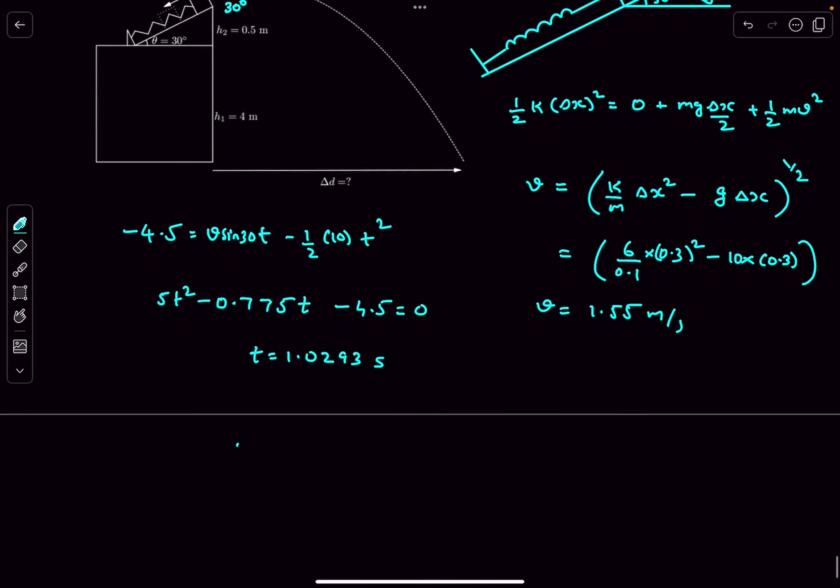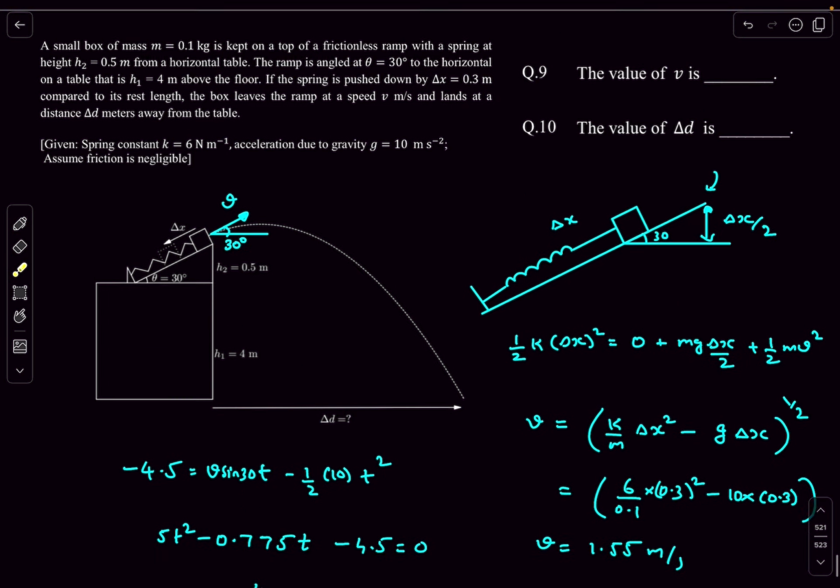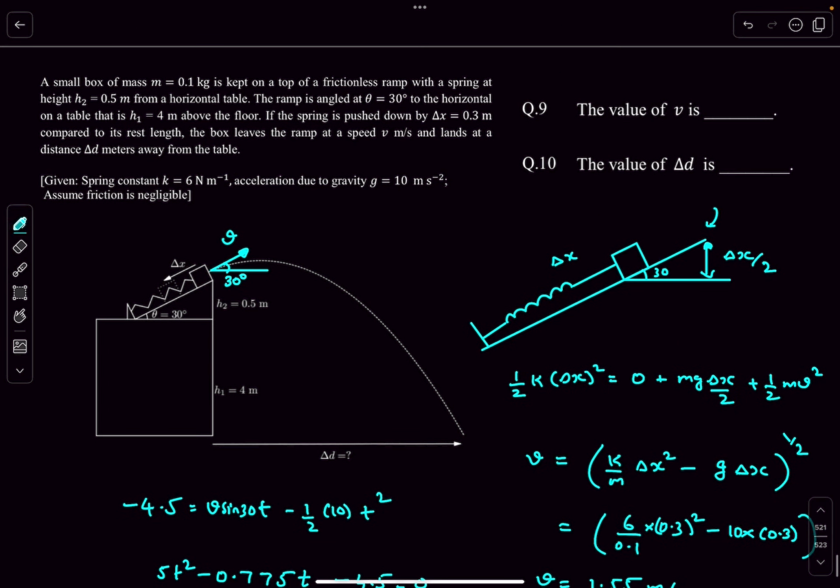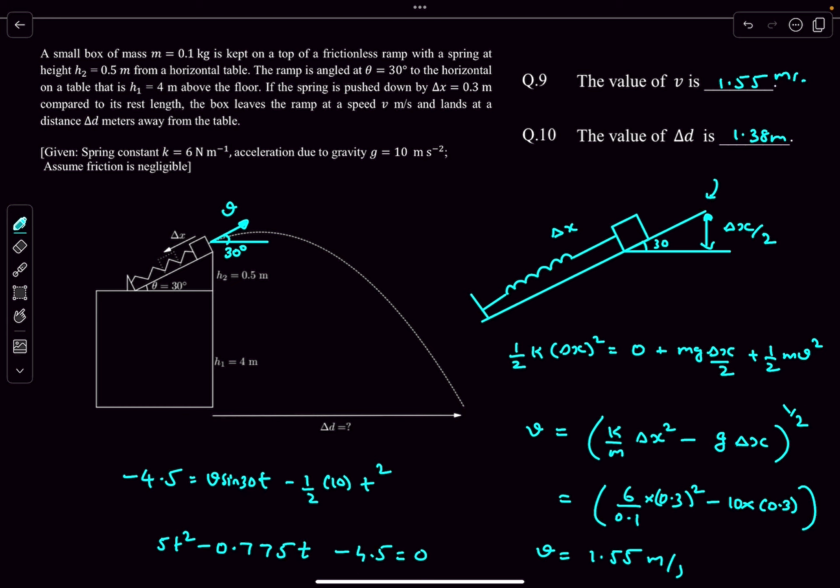So the value of delta d is the horizontal velocity, which is v cos 30, times the total time taken t, which comes out to be about 1.382 meters. So the answer to this question, if I didn't make any calculation mistakes, should be 1.55 and 1.38. Okay, so now let's move on to the next problem.